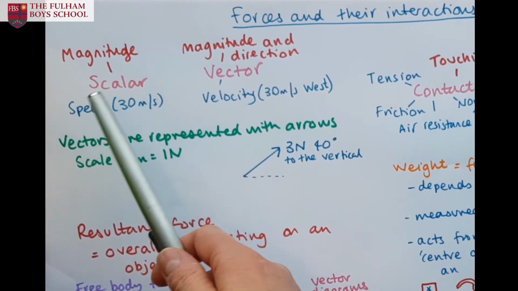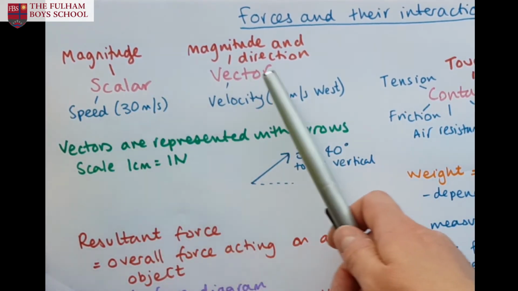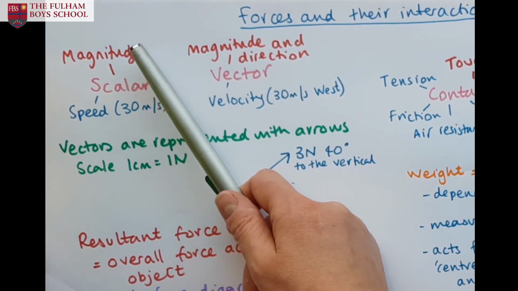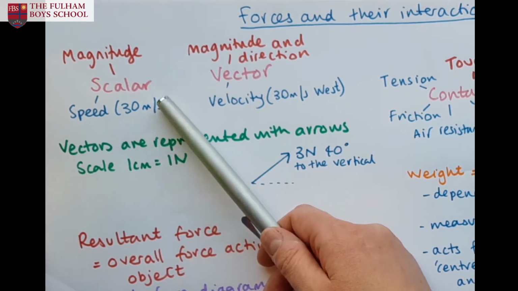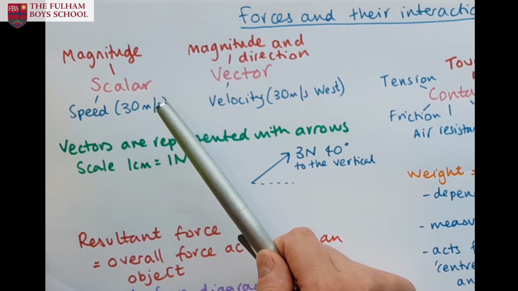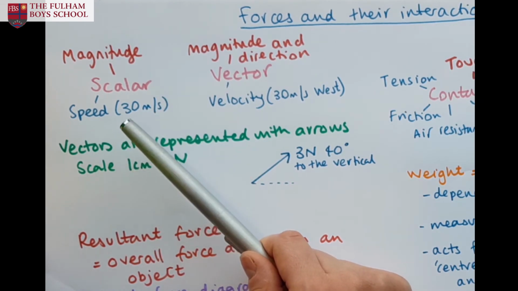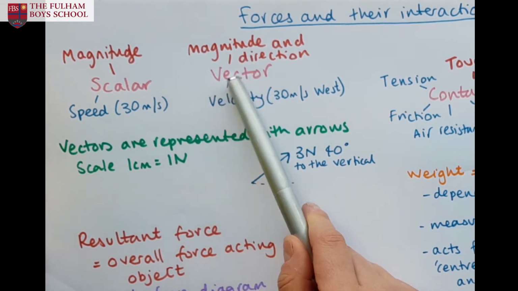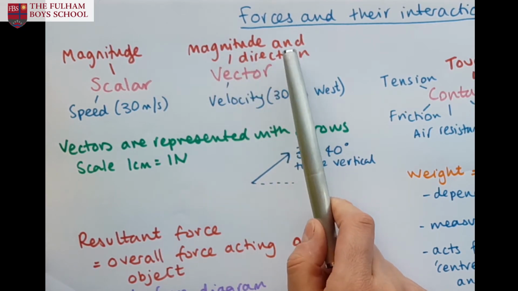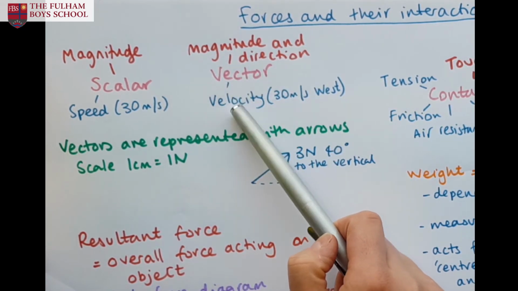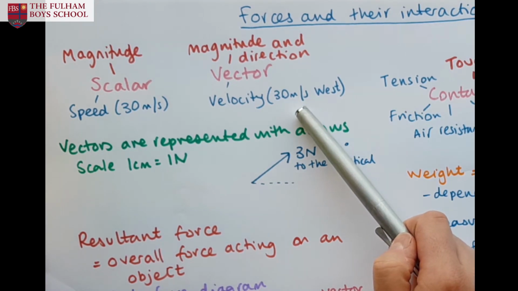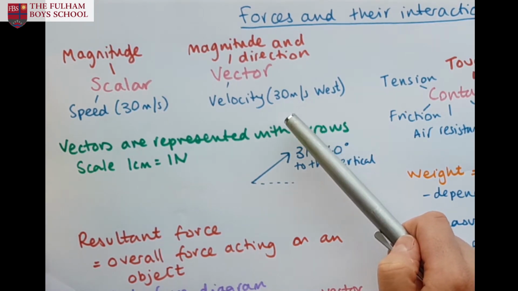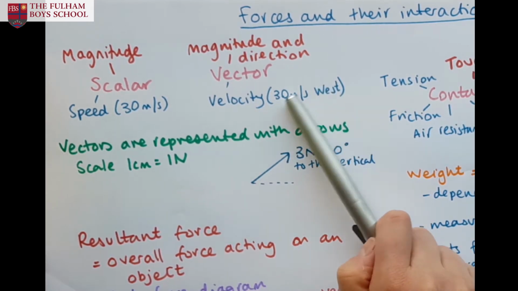So first thing you need to understand is the difference between a scalar and a vector. A scalar just has magnitude. So for example, speed is a scalar, 30 meters per second is the value. Distance is a scalar, could be 10 meters. A vector is something that has magnitude and direction. So velocity is a vector, as in you would have to say 30 meters per second west. Displacement is a vector, 10 meters east. Sometimes you quote them like this.